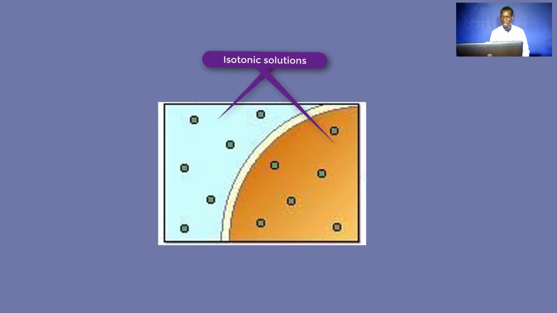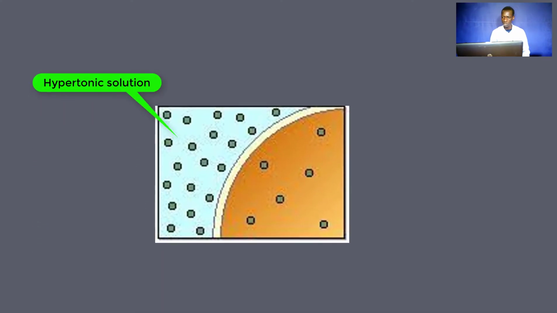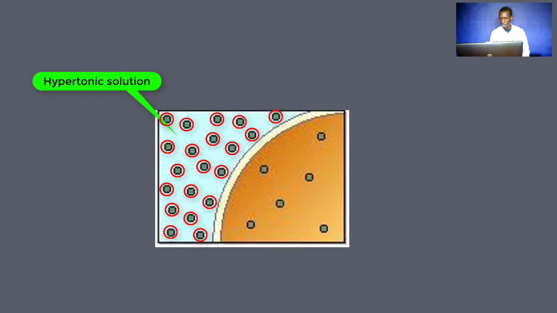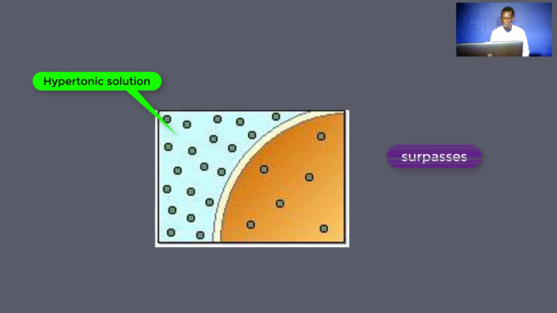Let's look at this last one, the hypertonic solution. This one comprises more solute molecules than solvent molecules. It is also said to be highly concentrated. Look at these dark granules which represent the solute molecules. It also makes me explain this very easily. When you look at even the number, it surpasses the one that is represented in the inner part of the cell, which is indicated using the brown color.